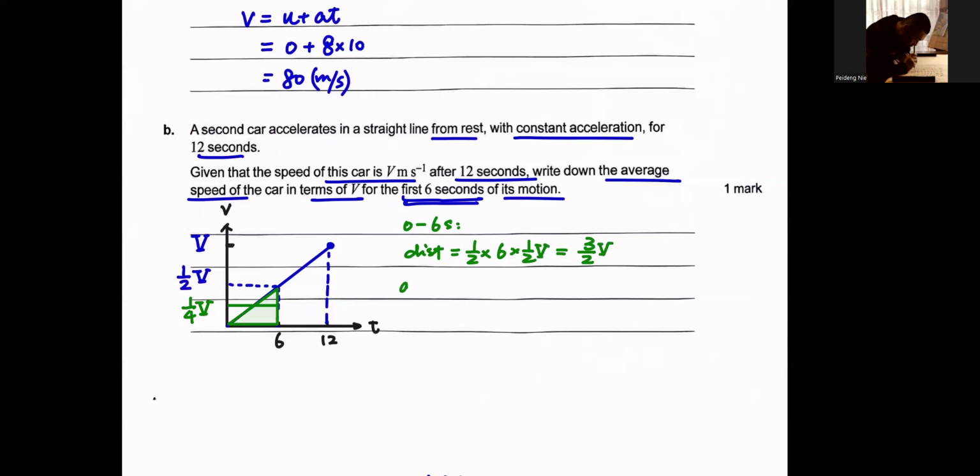And average speed equals 3 over 2 capital V divided by 6. So it's 3 capital V divided by 12, and that is V over 2 meters per second. Oh, sorry, V over 4. So that is part B. Let's move on.